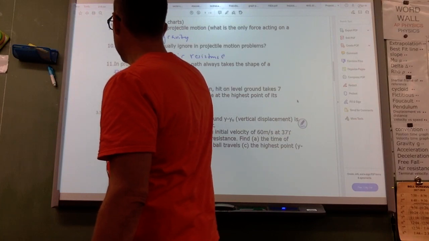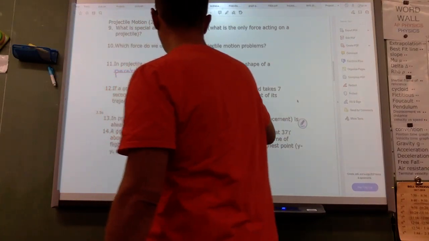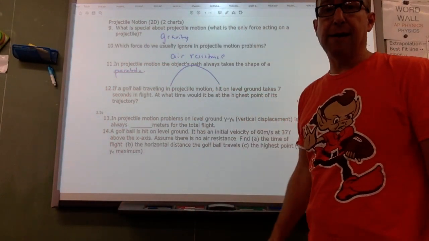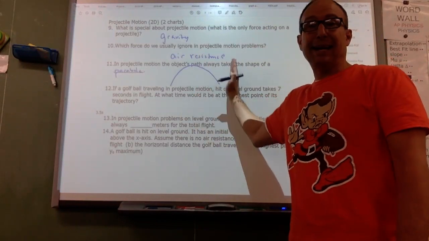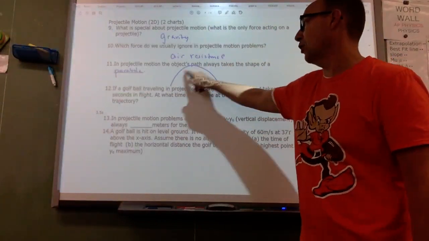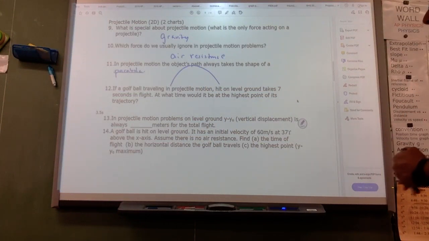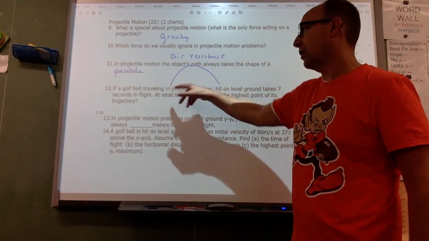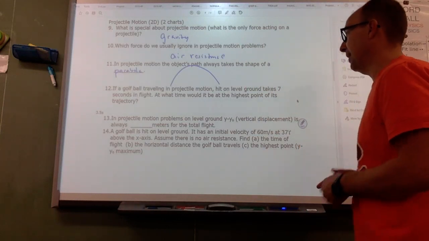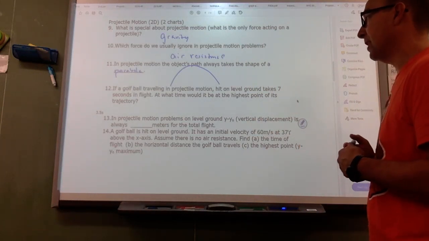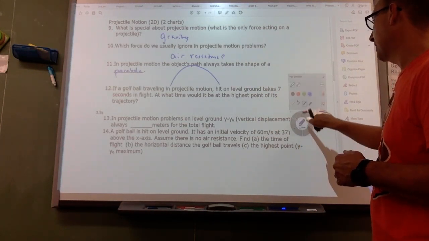And we just saw this in the first half of this, where we looked at the second half of the parabola. Now we're going to look at the whole parabola. And what's going to happen is, and we see in this question, if a golf ball traveling in projectile motion hit on level ground takes 7 seconds in flight, at what time would it be at its highest point?